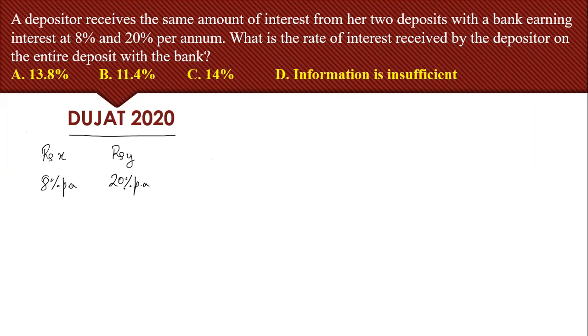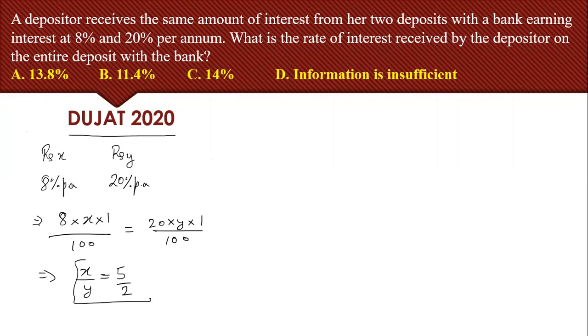Now it is also given that the interest received is same from both the schemes. That means I am assuming that the amount is invested for 1 year. So 8 into X into 1 by 100 is equal to 20 into Y into 1 by 100. This will give me X by Y as 5 by 2.